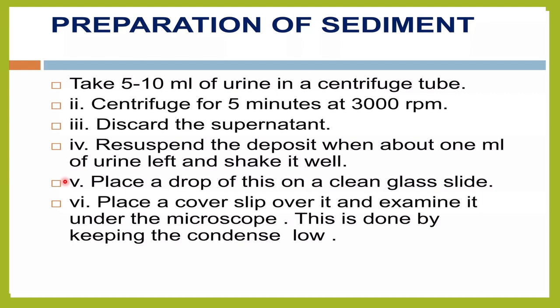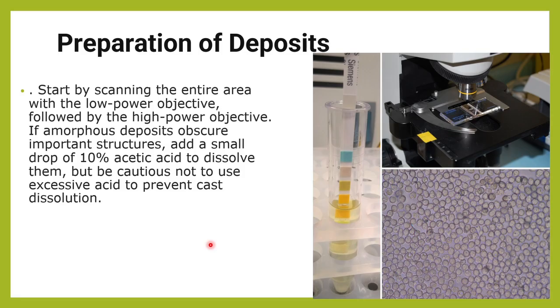At about 5 minutes we have to centrifuge it, at around 3000 rotations per minute. Then we discard the supernatant, and whatever sediment remains, we mix it with a little normal saline or supernatant, take it on a glass slide, and examine it under the microscope by putting a cover slip. So this is how the deposit is made and examined under the microscope.